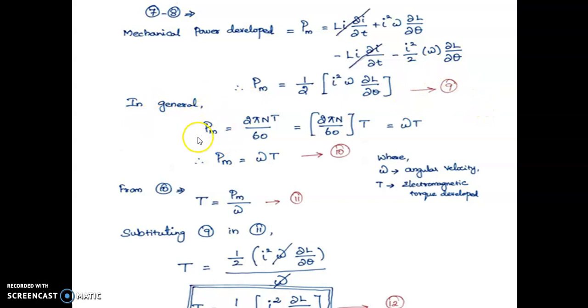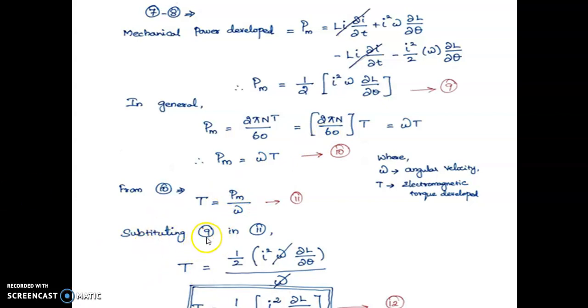In general, the mechanical power developed can be calculated using the formula 2πNT divided by 60. This can be separated as 2πN by 60 multiplied by T, and this 2πN by 60 is nothing but ω. So the mechanical power is nothing but ω into T. This is assumed as equation number 10, where ω is the angular velocity and T is the electromagnetic torque developed. From the 10th equation, we can calculate the electromagnetic torque developed as Pm divided by ω, which is assumed as equation number 11.